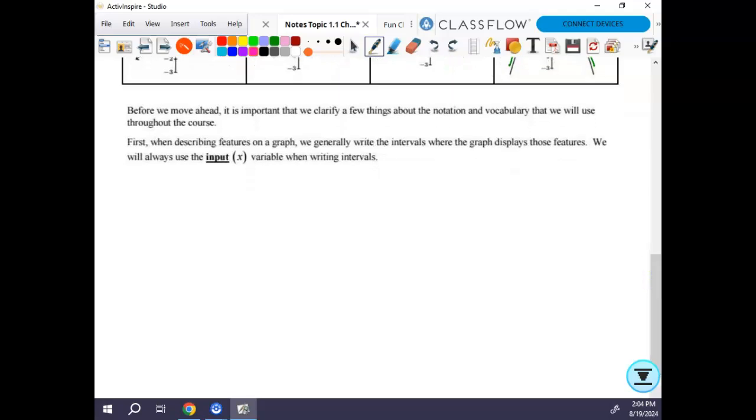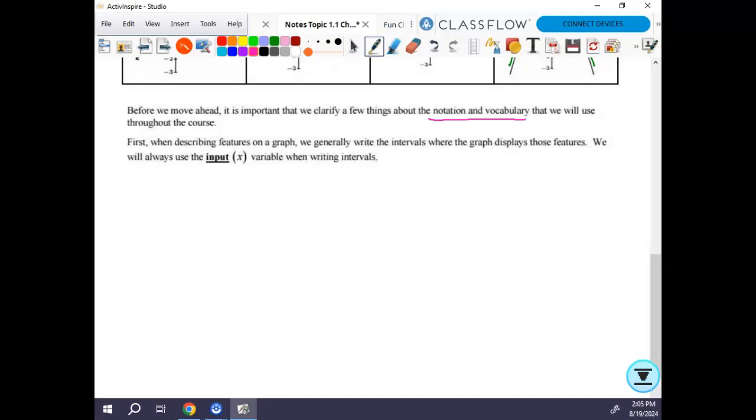It says, before we move ahead, it's important that we clarify a few things about notation and vocabulary. So one of the things is notation is very important. Vocabulary is very important. When you write your answers, it's not about how many words you have in it, it's just, did you say the right things? Your sentences don't even necessarily have to be complete sentences. They should be close to that. And they may not always be grammatically correct, like your English teachers might not like them, but we need to say what we need to say.